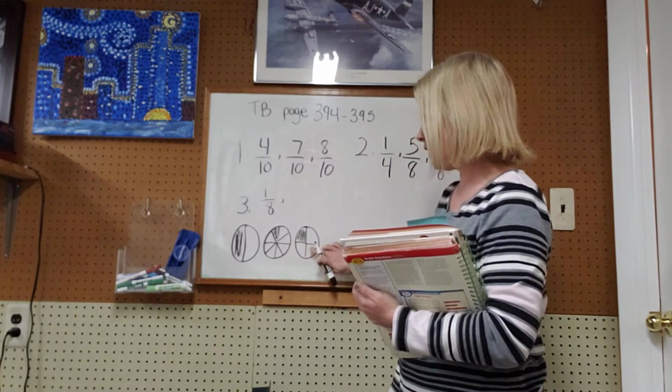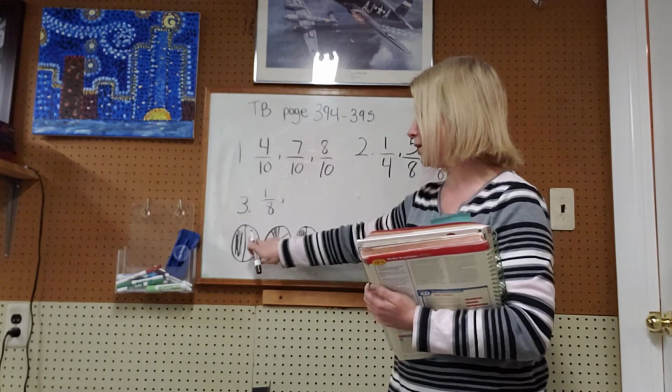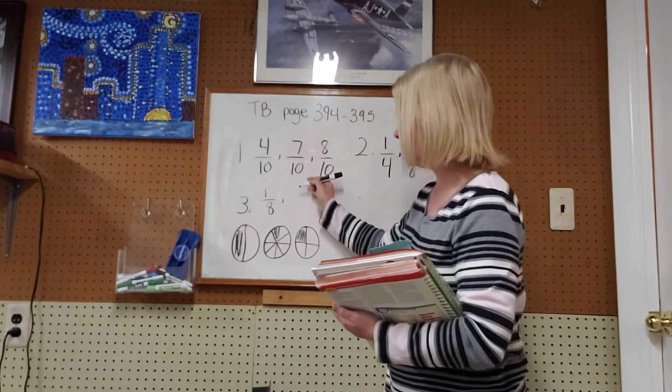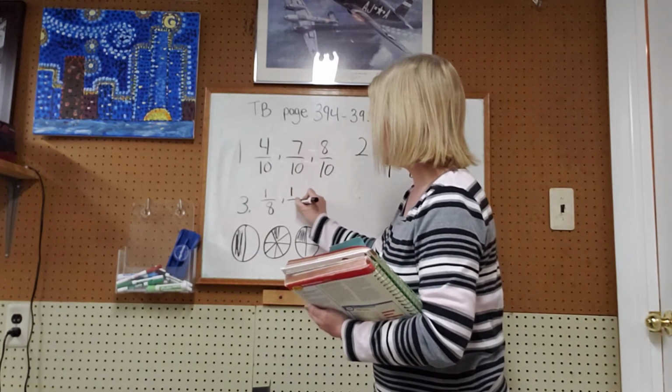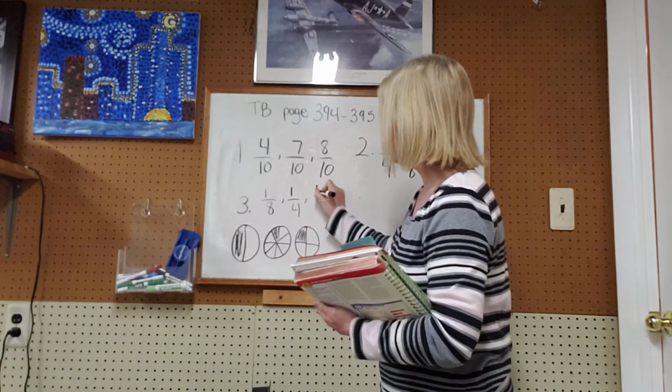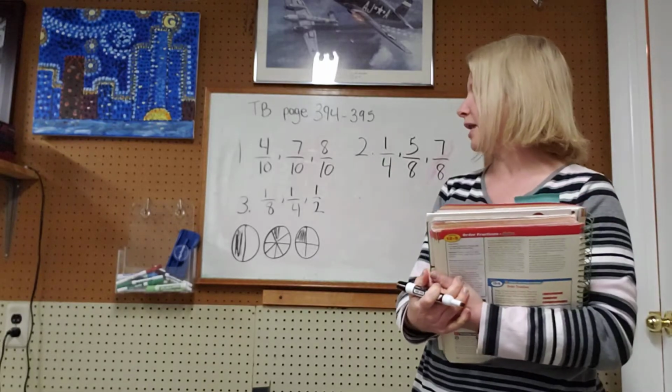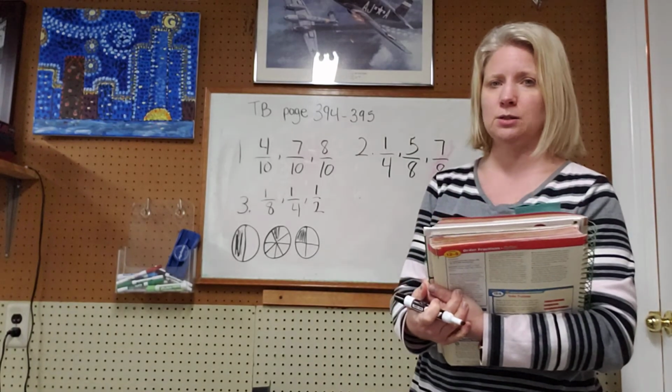The next one would be 1/4 and 1/2. Well, you can determine that 1/4 is definitely a lower amount than 1/2. So it's 1/8, 1/4, 1/2. That would be the order.